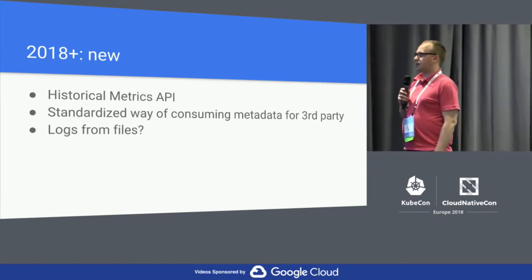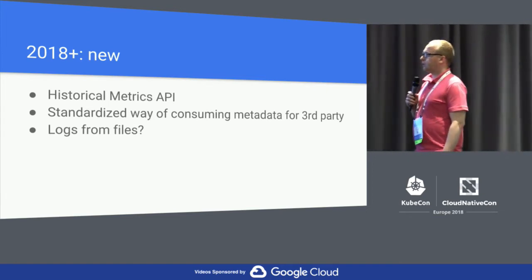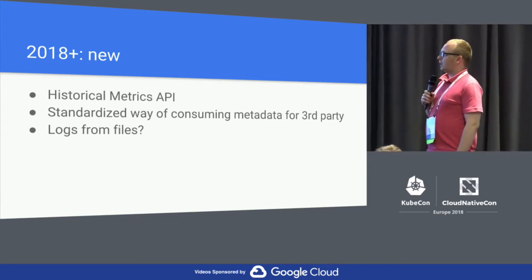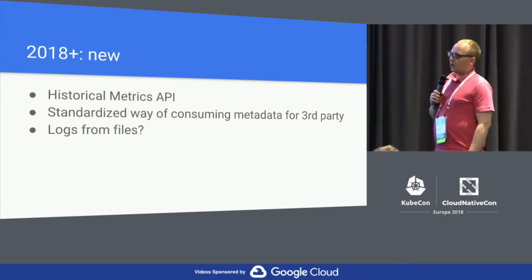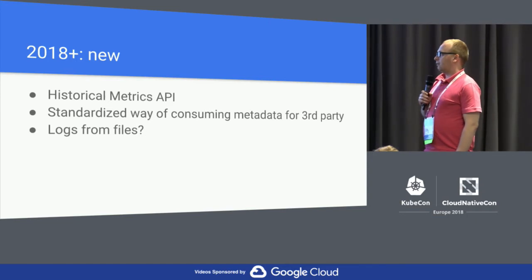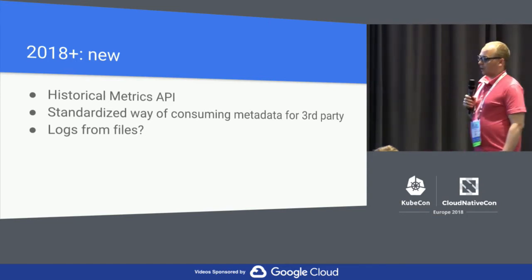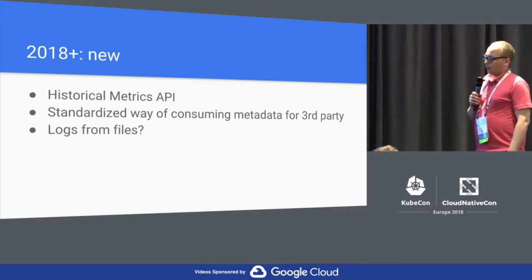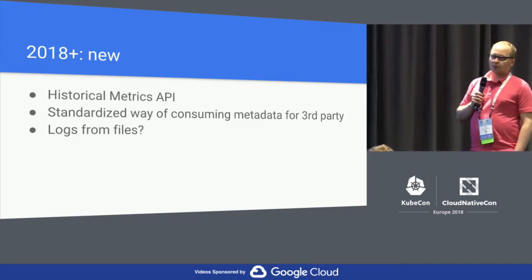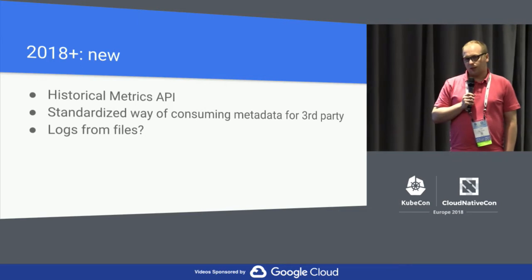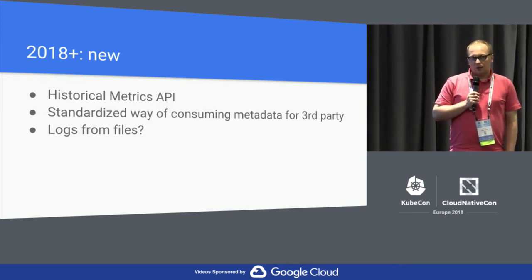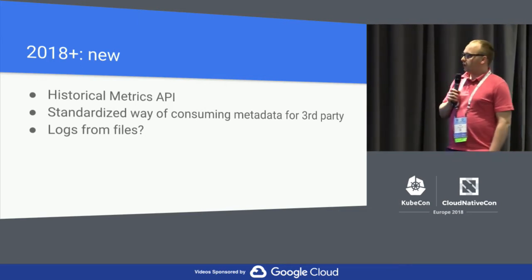We also have some plans on introducing new concepts to the monitoring area. One is a historical metrics API, which could be used by the vertical pod autoscaler and other Kubernetes components that require access to historical data. Metrics Server provides access only to the most recent resource usage data.